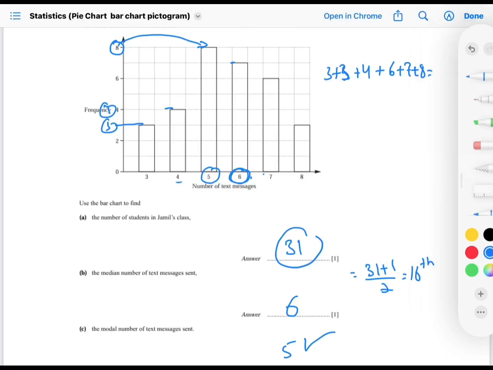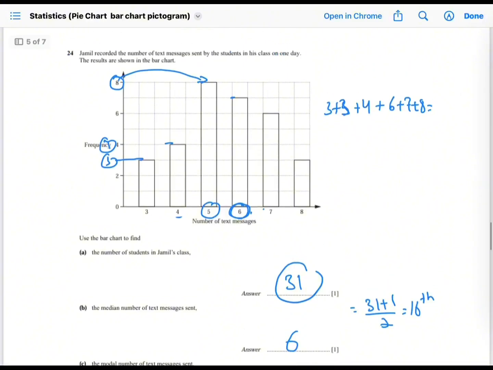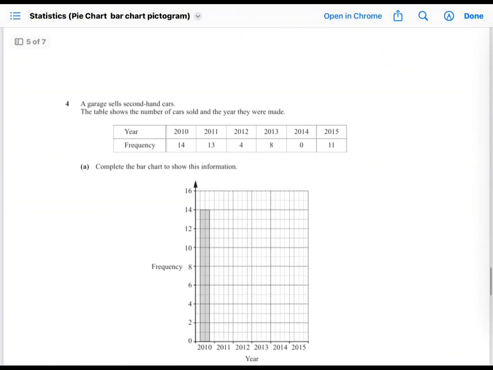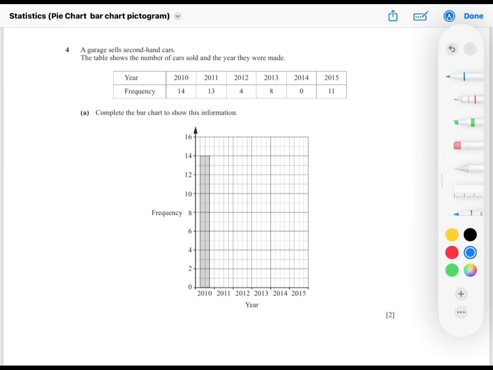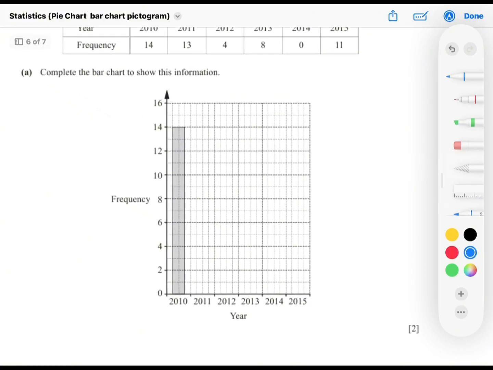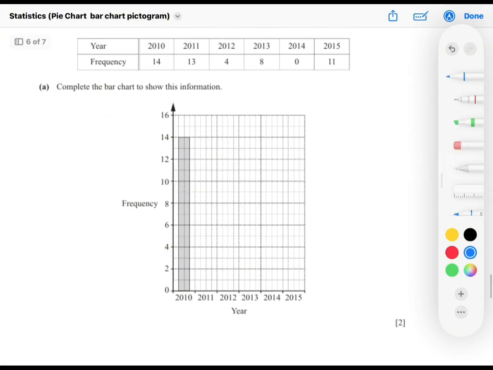So I hope everything is clear on how we have to extract the data from the bar chart that is given to us. Now, the next question: we need to make a bar chart if the data has been given. So make sure that there is a gap. Now 2011 is 13, so 13 will be here. Make sure that you can see there is a gap and there is a center line.